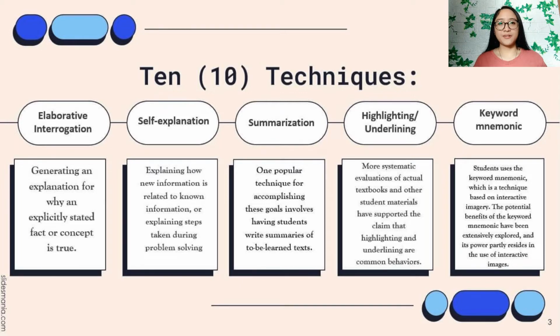Number 3 is summarization. One popular technique for accomplishing these goals involves having students write summaries of to-be-learned texts. The summarization strategy has been implemented in many different ways across studies, making it difficult to draw general conclusions about its efficacy. Studies show that summarization is not a single strategy, but a family of strategies.